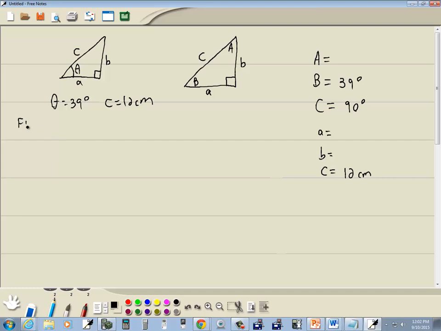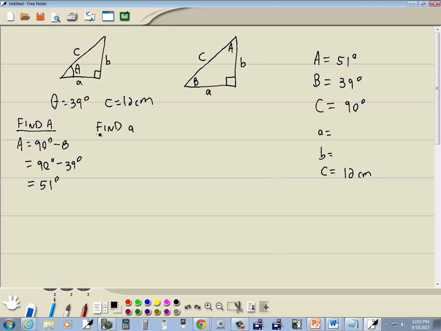Okay, so let's find A first. All the degrees in a triangle add up to 180 degrees, and if this is 90, these both have to add up to 90. So A is going to equal 90 degrees minus B. So we've got 90 degrees minus 39 degrees, which is going to give us 51 degrees. Now that's an exact value, so I could use that in other calculations if I want to.